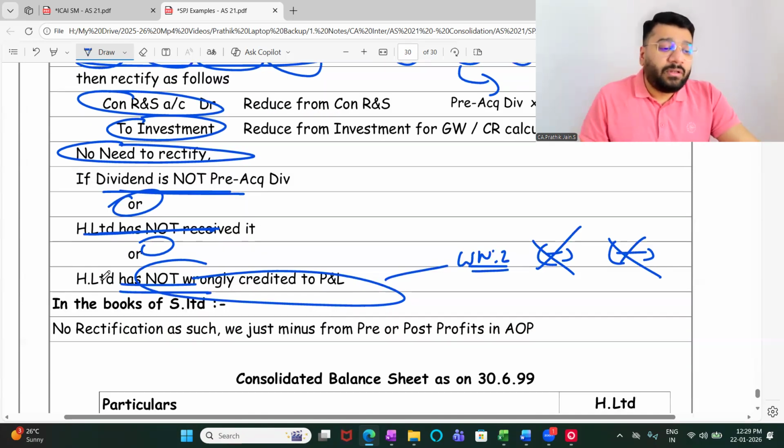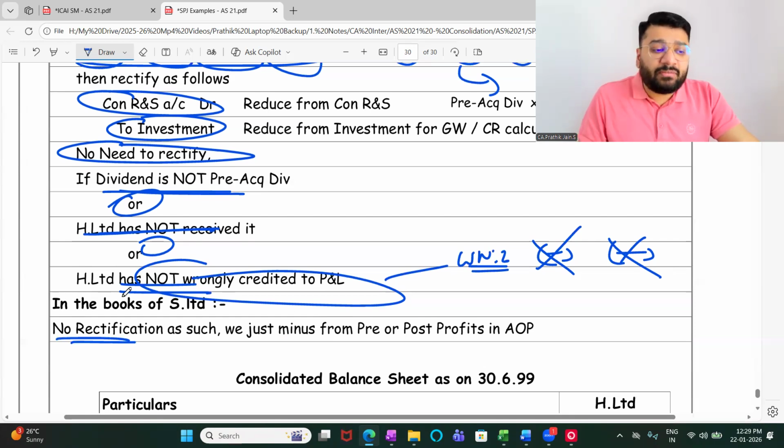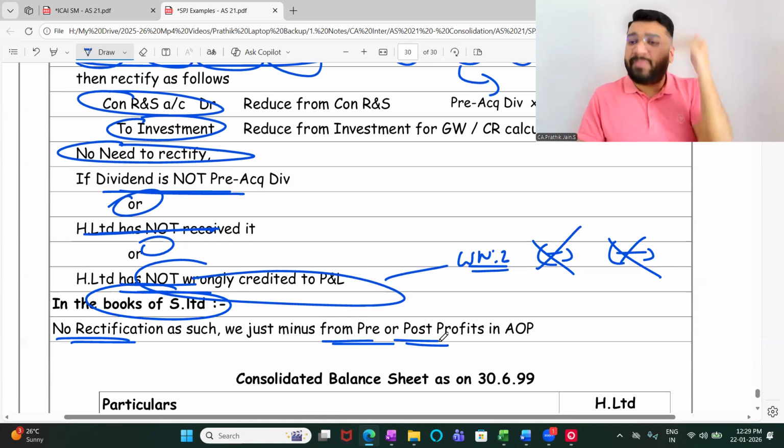Okay. When you are doing rectification in the books of H Limited, will you do any rectification in the books of S Limited? No. In S Limited's books, that is the AOP, I'll just do the pre and post minus. If it is a pre-dividend, minus from pre-profit. If it is a post-dividend, minus from post-profit.